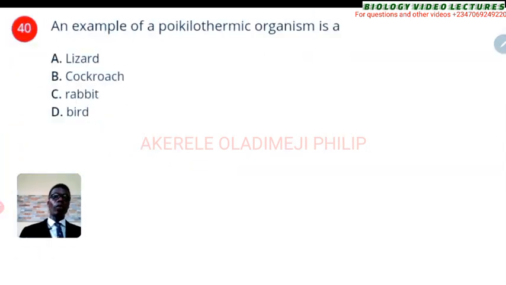An example of poikilothermic animal, which means cold-blooded, is the lizard. Yes, rabbit and birds are both warm-blooded or homeothermic animals. Cockroaches, well, I think they're just there. They are not being categorized as warm-blooded or anything, really. So the answer here is lizard.